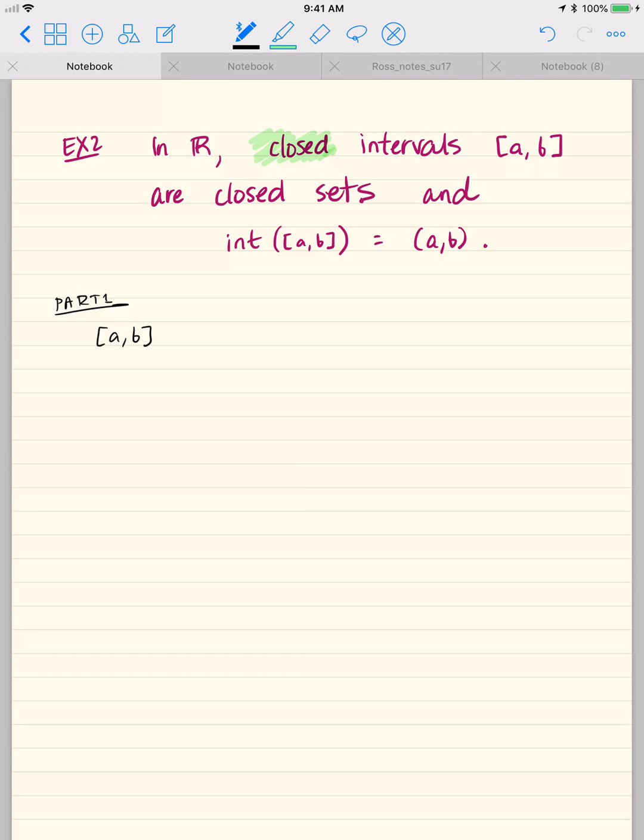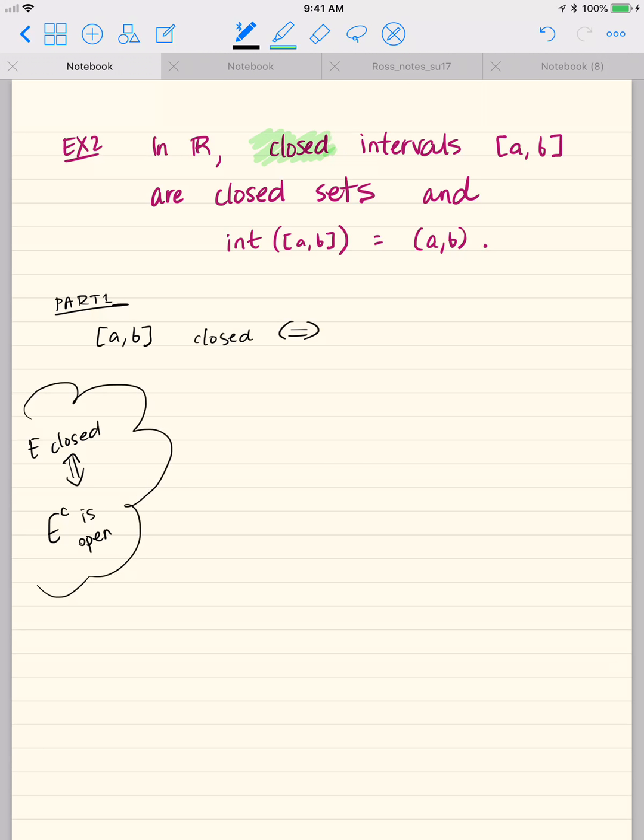If I want to say that this is a closed set, what's the definition of a set being closed? Remember, E is closed if and only if its complement is open, right? So if I want to show that this interval is closed, I need to show that its complement, the points in R that aren't in this closed interval, is open.